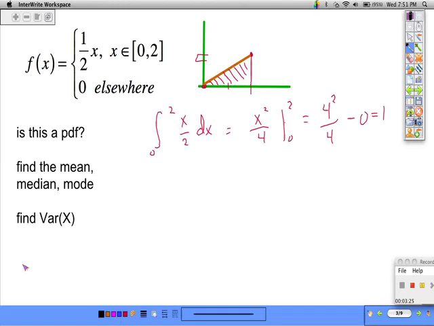To find the mean, we're going to be taking the integral from 0 to 2 of x times f of x. So it becomes 1/2 x squared dx. And this would be equal to 1/6 x cubed evaluated from 0 to 2. And that's equal to 4/3. So the mean value is 4/3. The mode is the maximum point. So the maximum point here is at x equals 2.